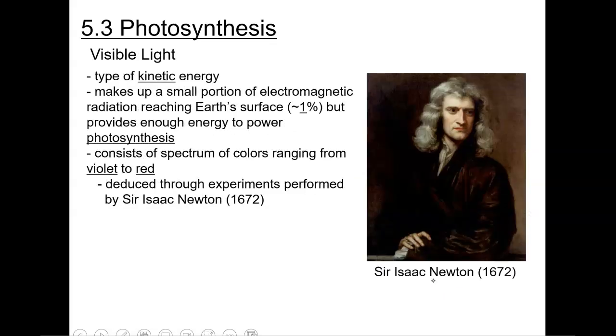So visible light is going to be an actual type of kinetic energy. It makes up a small portion of the electromagnetic radiation, or the electromagnetic spectrum that we talk about lots of times, that hits Earth's surface. So actually less than 1% of that helps to provide the energy. Or you might think about it as your Roy G. Biv. Red is going to be the largest of the wavelengths of light, but they move the slowest.